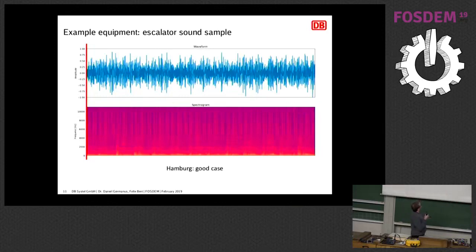The top plot is the waveform, and we actually transform the waveform into spectrograms. So we consider also the frequency and the time space in order to detect the machine's health state, so to say. So this is a good case here. Maybe you focus on the lower part of the spectrogram.